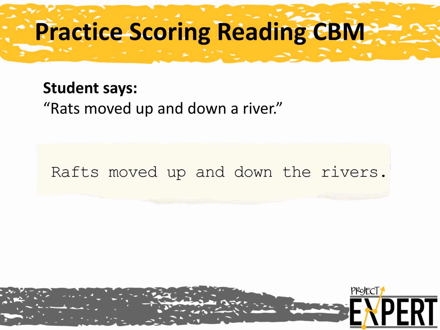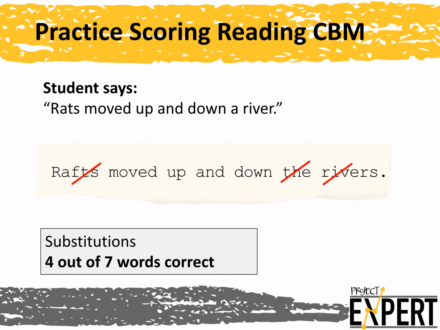The student reads, "Rats moved up and down a river." How would you score the sentence? The student substituted the word rats for rafts and a river for the rivers, so there are 3 errors. If you scored 4 out of 7 words correct, that's right.